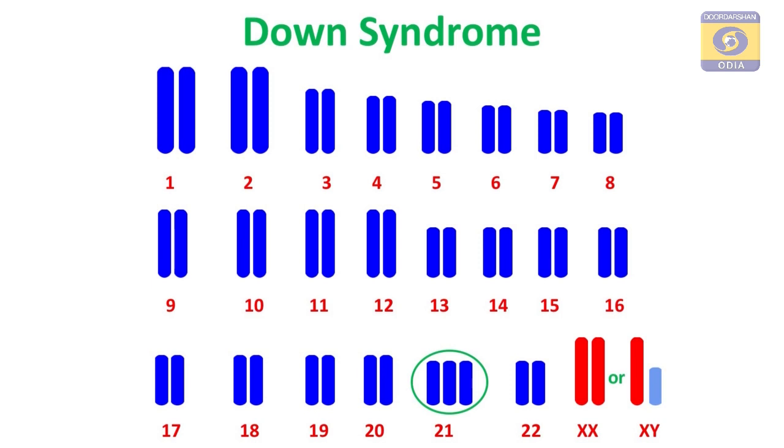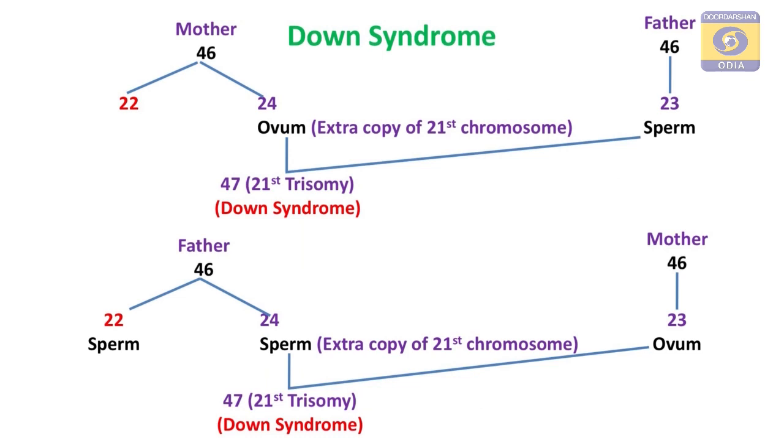Then what are the possible causes? You see, due to non-disjunction of 21st chromosome during gamete formation, defective sperm or ovum are produced. If the offspring receives 2 copies of 21st chromosome from mother through ovum and 1 copy of 21st chromosome from father through sperm, then it causes 21st trisomy.